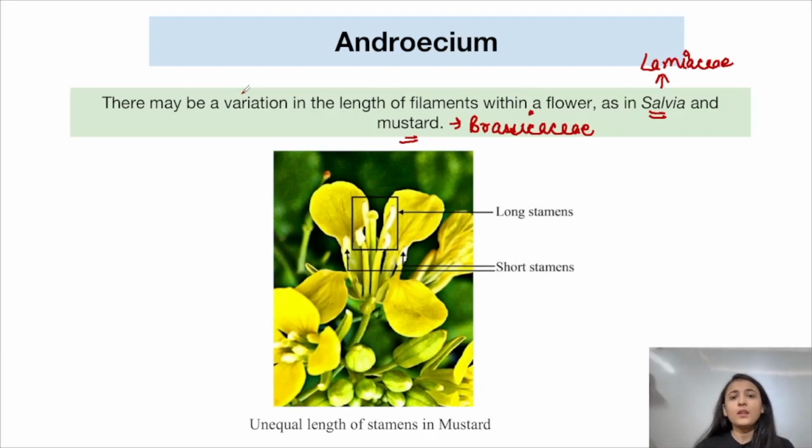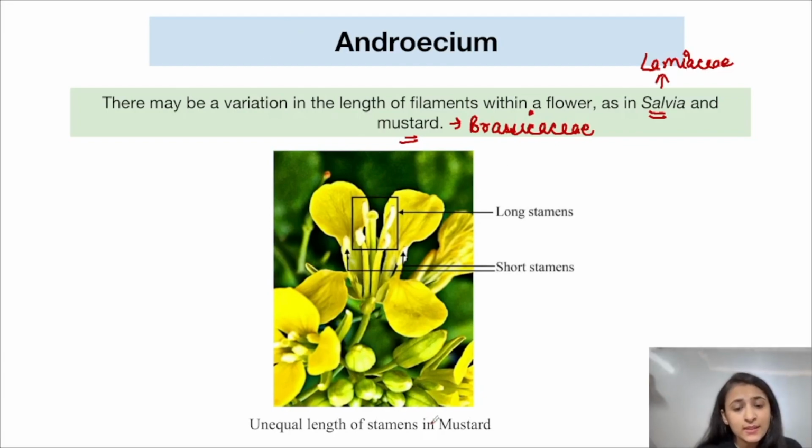For example, if there is variation in the lengths of filaments within a flower, there would be variation in the lengths of filaments in all of the members of the family Lamiaceae, or all of the members of the family Brassicaceae. So there are some core traits which remain common across all the members of the same family. That is why those members are kept in that family in the first place, right?